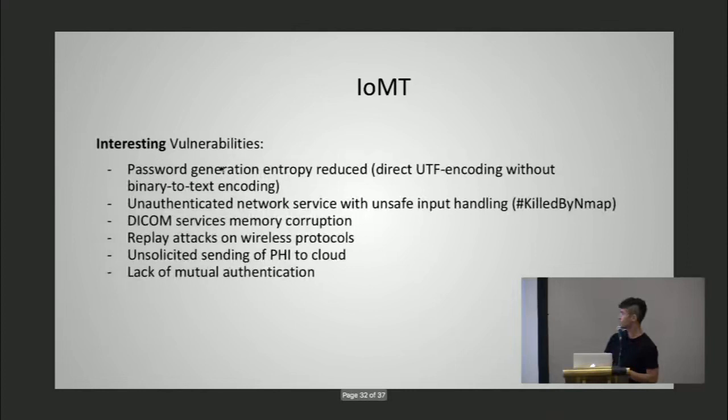And I'm not sure how much time we have. I'll jump straight to some of the interesting vulnerabilities. One of my favorites, although it wasn't a high-risk finding, was some password generation entropy that was reduced because they hadn't done binary to text encoding first, and they just did UTF encoding. So the passwords that were generated by both the client and the server were not as random as they thought they were, because of this simple error.